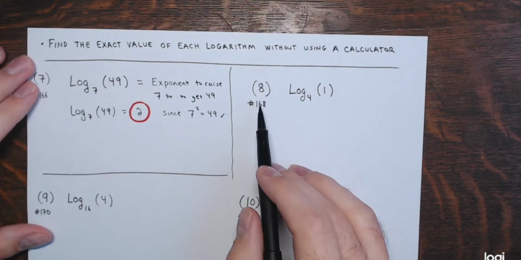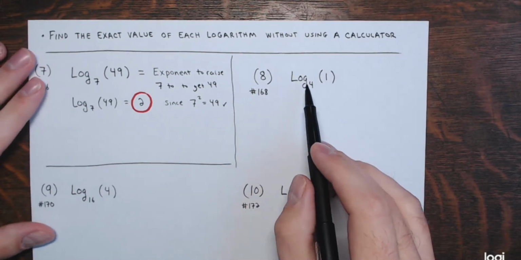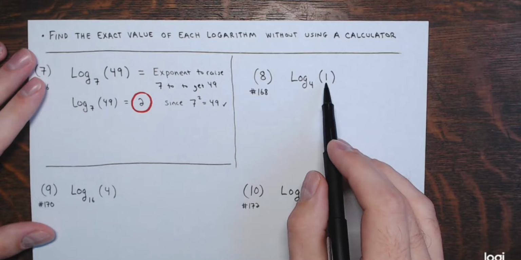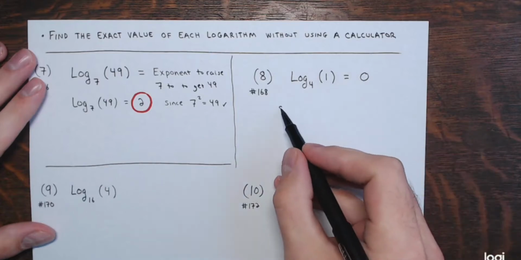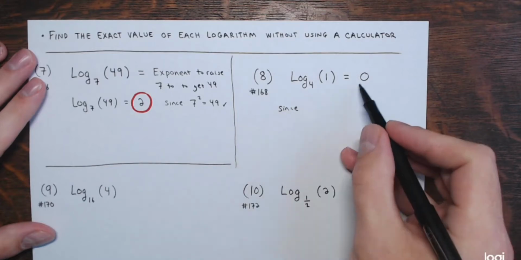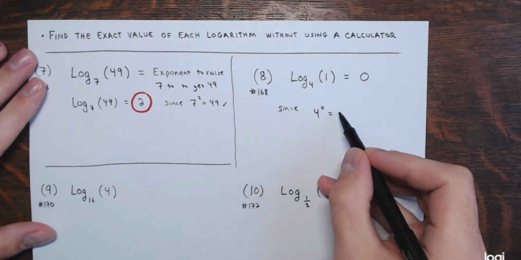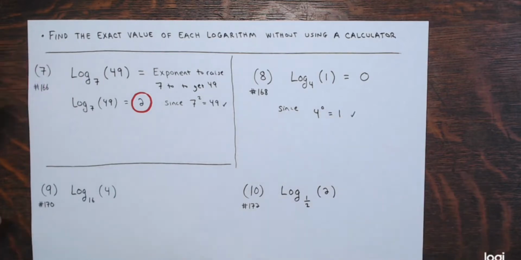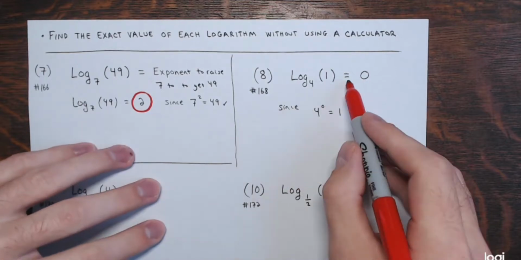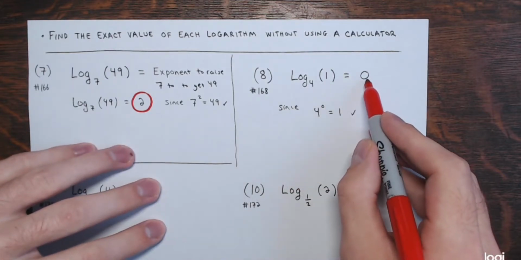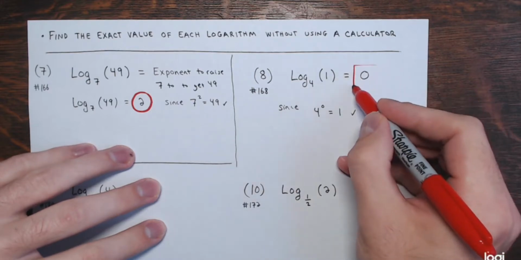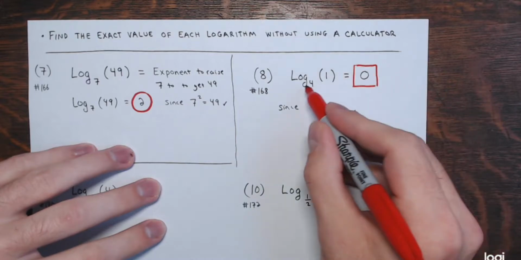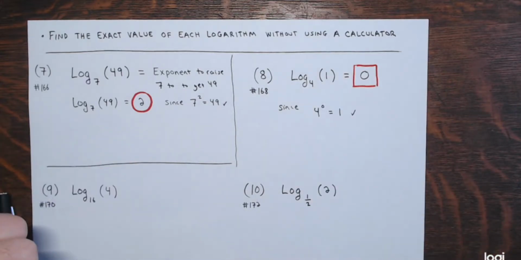Number 8. What's the log base 4 of 1? Well, that would be 0, right? Since 4 to the 0 power is 1, and that works. But remember, the log is equal to an exponent. It's the exponent you'd raise this base to get the number inside. So the answer is 0. And if you were to enter this in a calculator, the log base 4 of 1, you would get 0, I promise you.